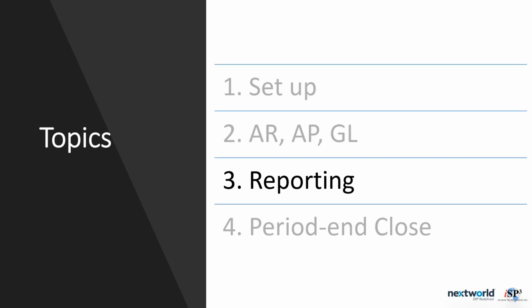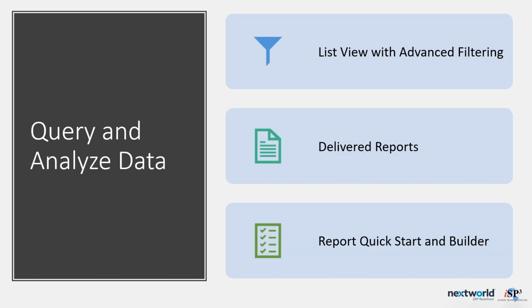So now that we've covered how business data gets into Nextworld, what can you do with it? We saw with the general ledger application that you can very easily manage and analyze your data through the list views and advanced filtering, which are found in many apps. In each module, there are also a variety of delivered reports that can be run based on the parameters you set. And you can save different versions of the same report with different parameters defined so that the report can be generated with a single click at any time.